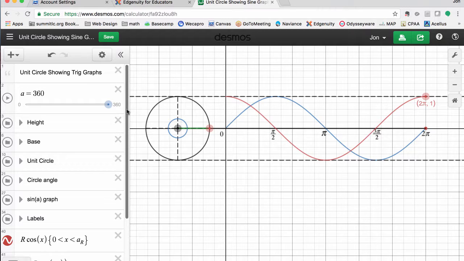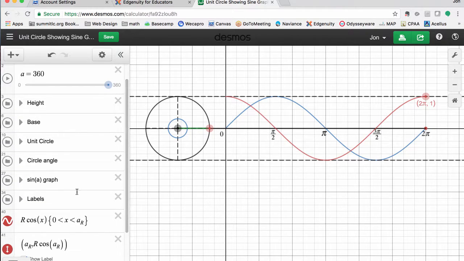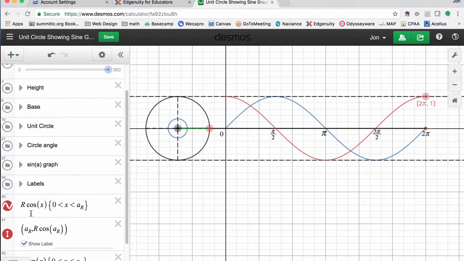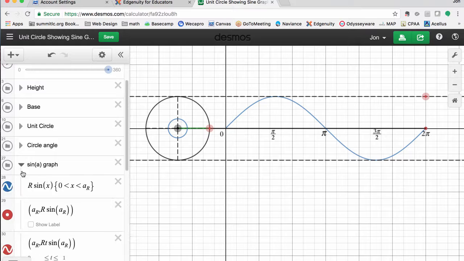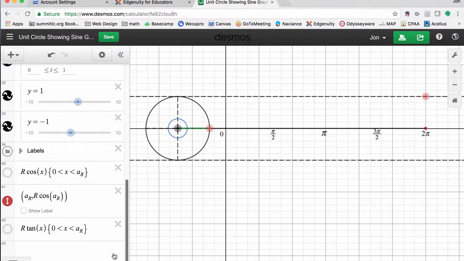Okay, so we got cosine, sine. The only one left to do now is tangent. Let's play around with some tangent functions. That'll be kind of fun. So I'm going to take off sine so we don't see that one here. I'm going to turn on tangent.